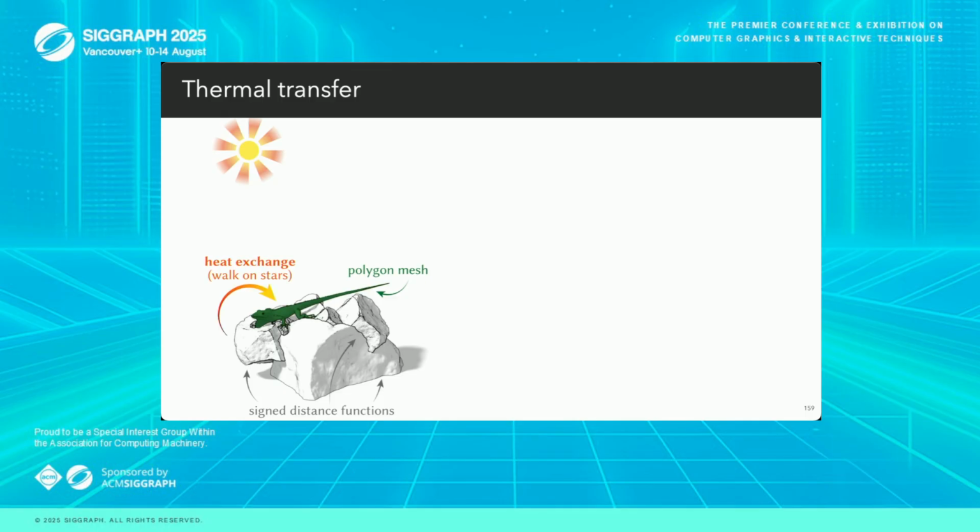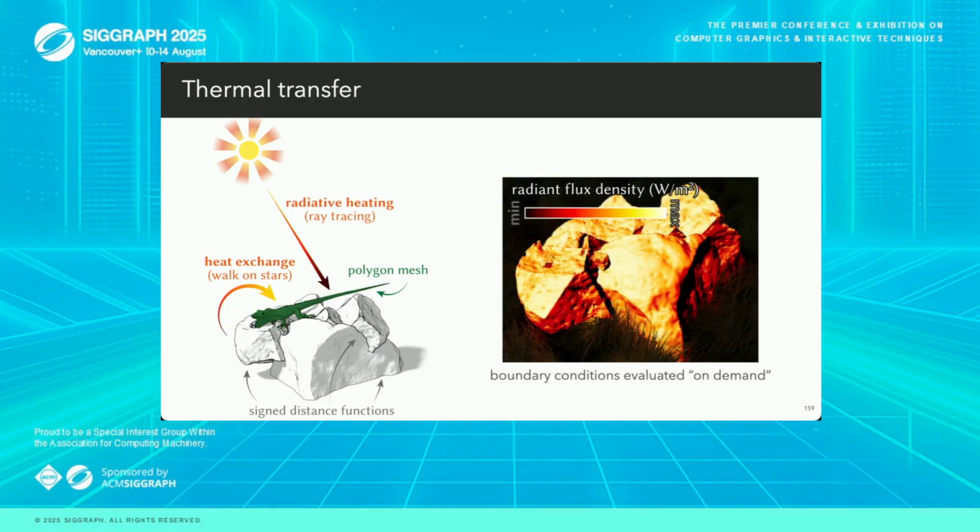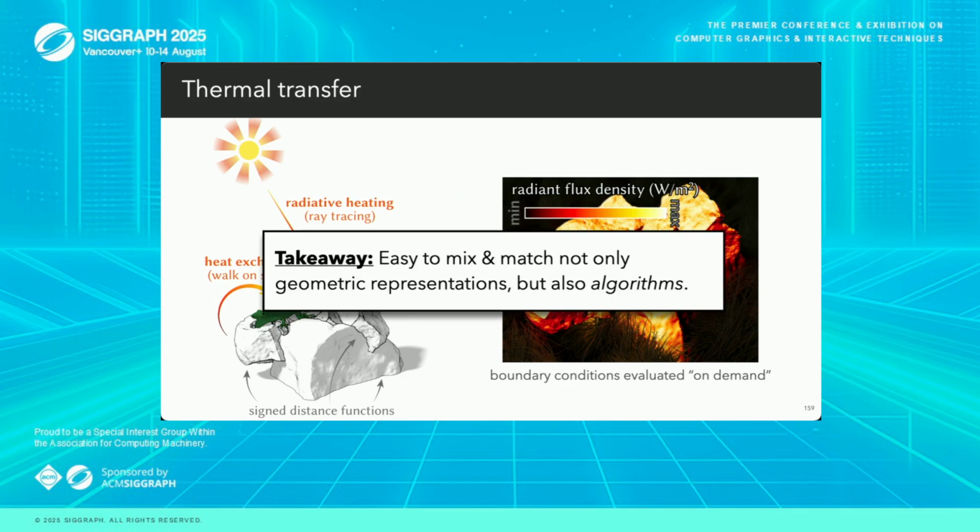For the Dirichlet conditions, we also call a ray tracing algorithm on demand wherever we need the instant radiant flux density. So we don't actually have to compute this ahead of time. We just run walk-on stars, and when we reach the Dirichlet boundary, we perform a rendering procedure to compute the instant radiant flux. And really the key thing to take away from here is that it's super easy in this framework to mix and match not only the different geometric representations, but also the Monte Carlo algorithms, or even mixing and matching walk-on spheres potentially with non-Monte Carlo solvers.